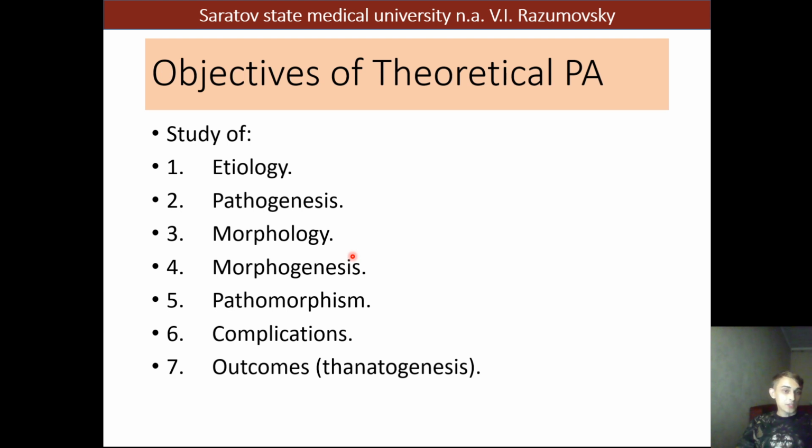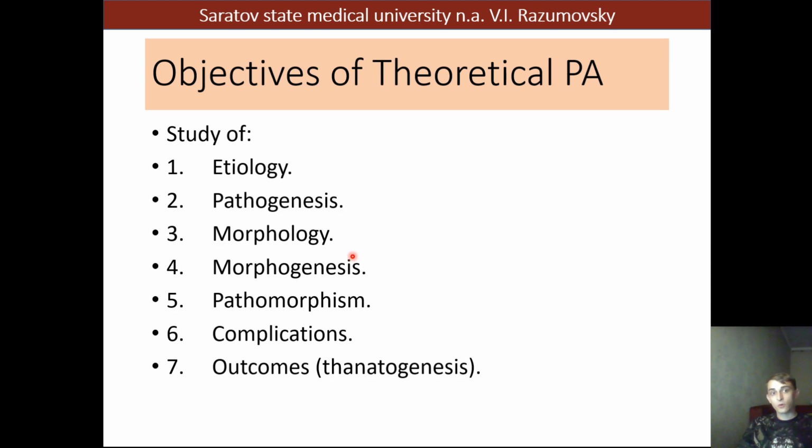Objective of theoretical pathological anatomy. So what will we be talking about in my classes? We will talk about etiology, pathogenesis, morphology, morphogenesis, pathomorphism, complication, and outcomes of disease. So, a few words about each of these objectives. Etiology. Etiology is the reason of disease, where the disease comes from.